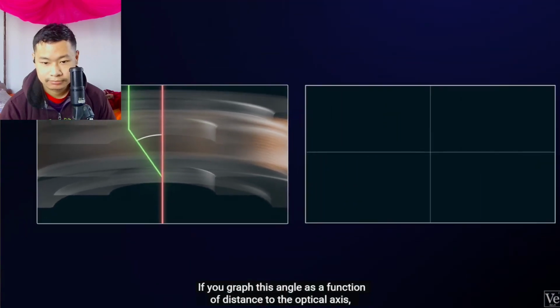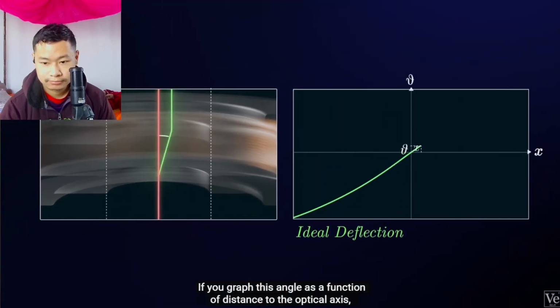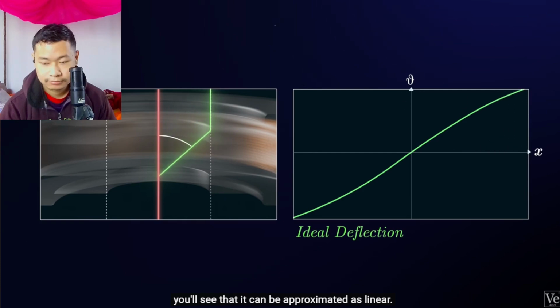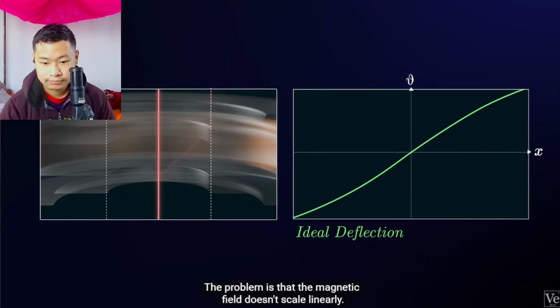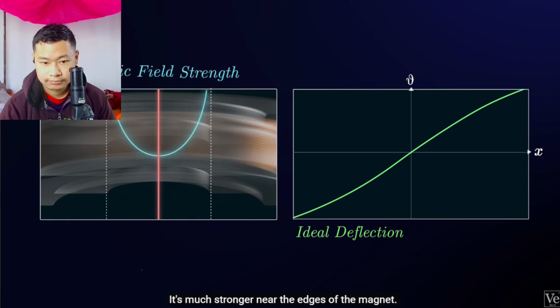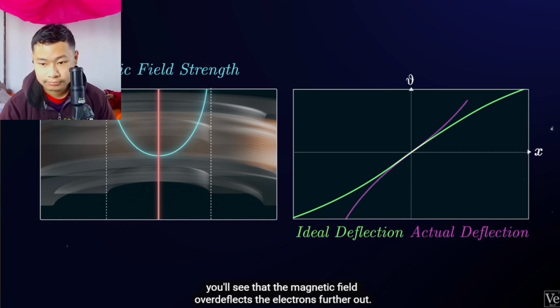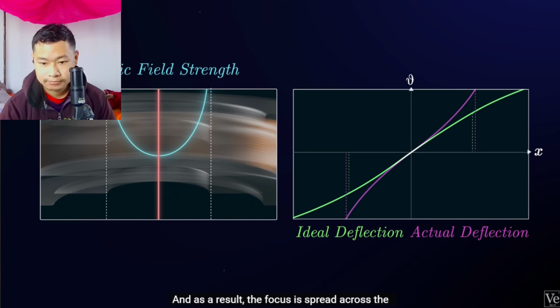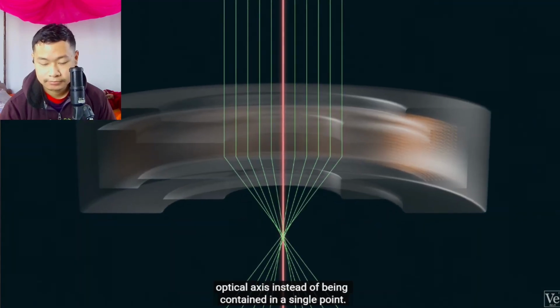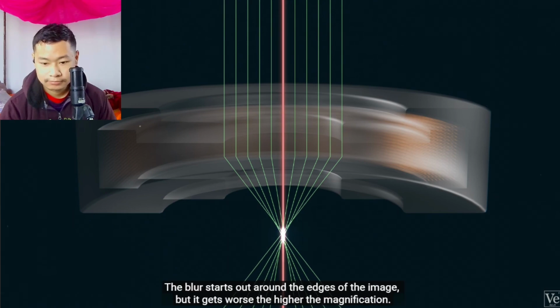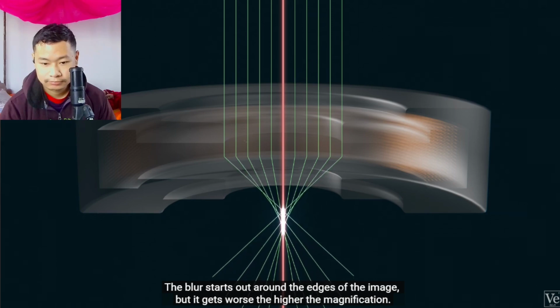If you graph this angle as a function of distance to the optical axis, you'll see that it can be approximated as linear. The problem is that the magnetic field doesn't scale linearly. It's much stronger near the edges of the magnet. So if you plot the curve for the actual deflection of the electrons, you'll see that the magnetic field over-deflects the electrons further out. Their angles are bigger than they should be, so they end up focusing before the rays in the middle. And as a result, the focus is spread across the optical axis instead of being contained in a single point. The blur starts out around the edges of the image, but it gets worse the higher the magnification.